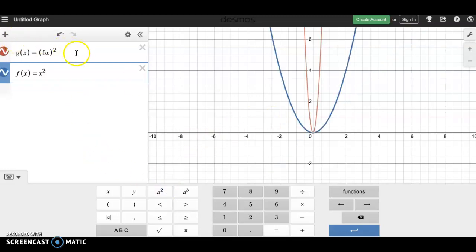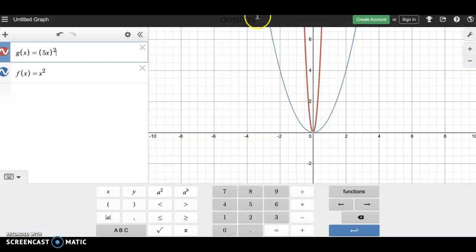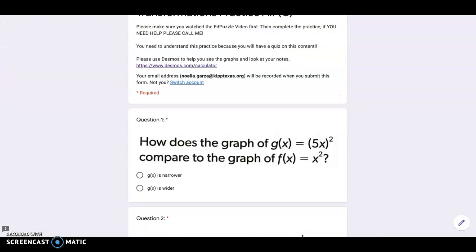Okay, so look at the red one. The red one is getting more what? It's getting more narrow. So that would be my answer. It would be getting more narrow because from the original function, which is the blue one, it basically vertically stretched. So I would put my answer as narrow.